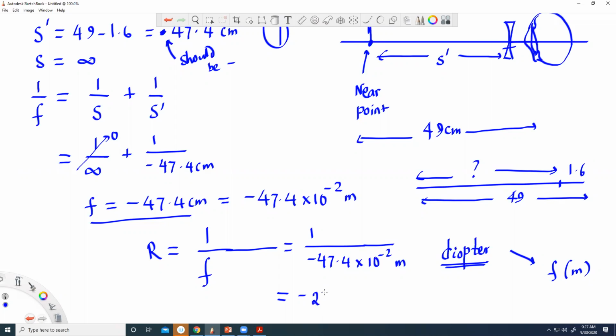Can you do the calculation and see what you get? 2.1, okay. 2.1 diopter. That's the refractive power, okay, that you need to wear to correct that vision disorder. Any question on this?